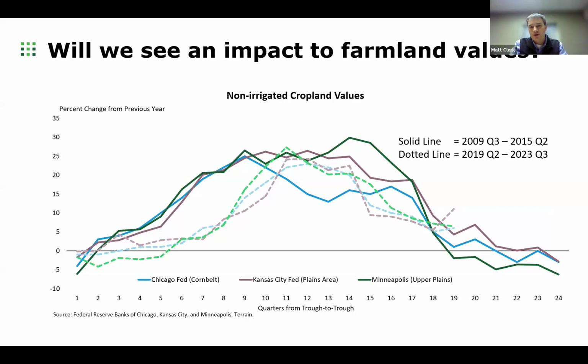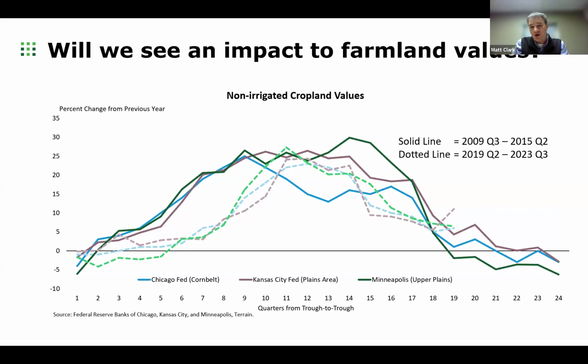If you look at this chart here, I've taken the 2009 to 2015 run in farmland values, and those are the solid lines. And I'm comparing them to the run that we had in 2019 to '23 in the dotted lines. You'll notice very similar shape, very similar movements, okay?